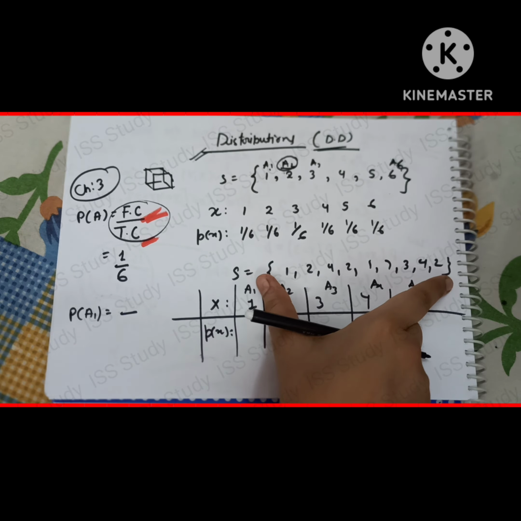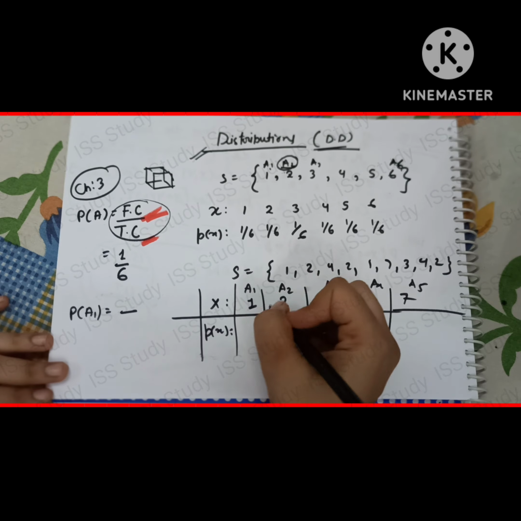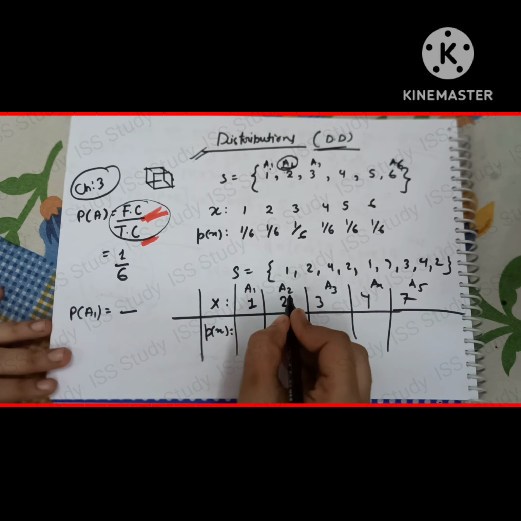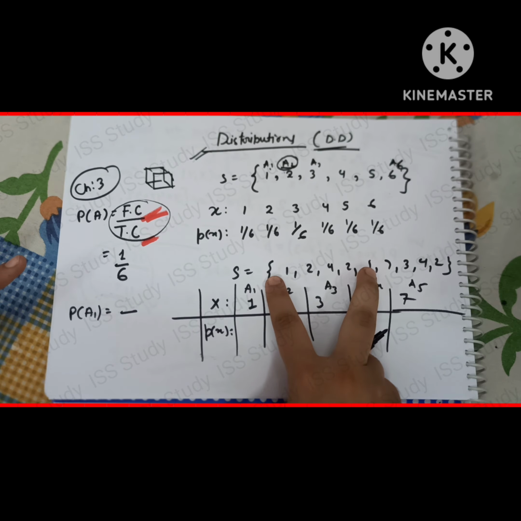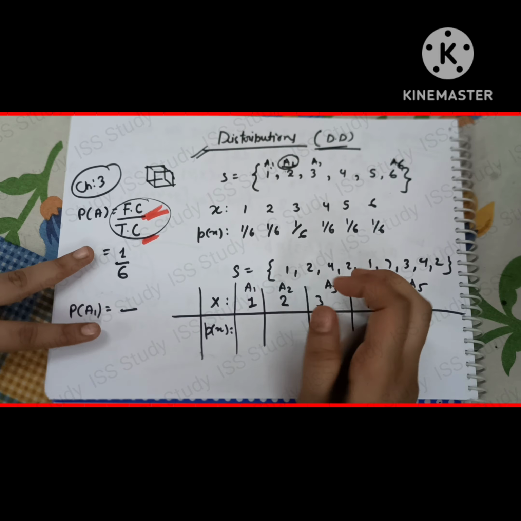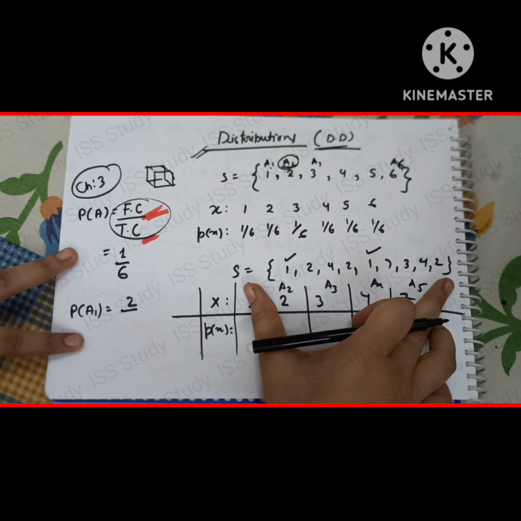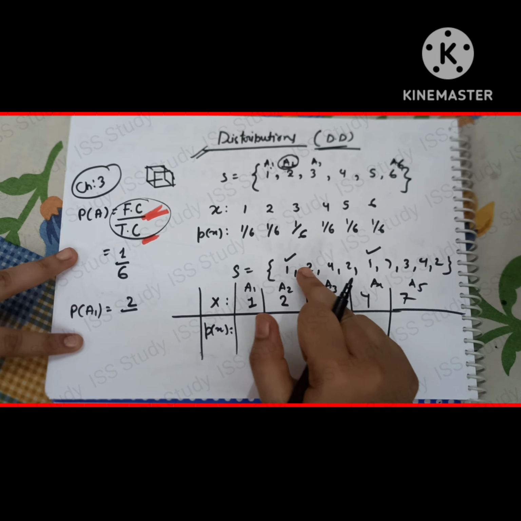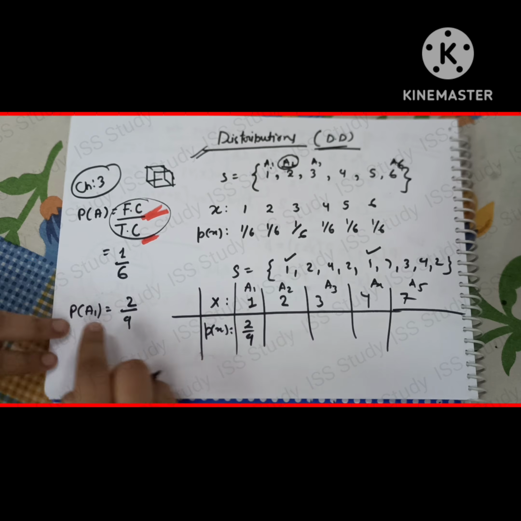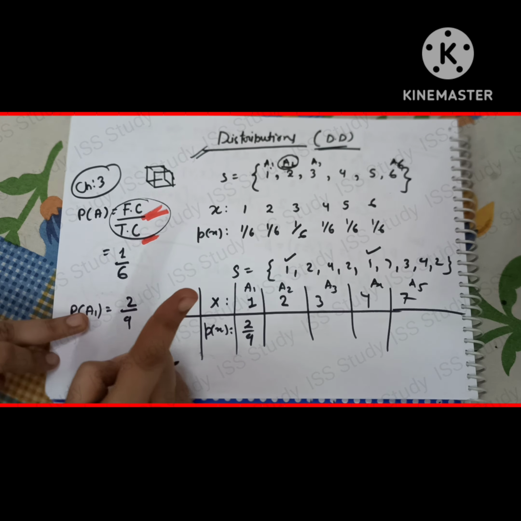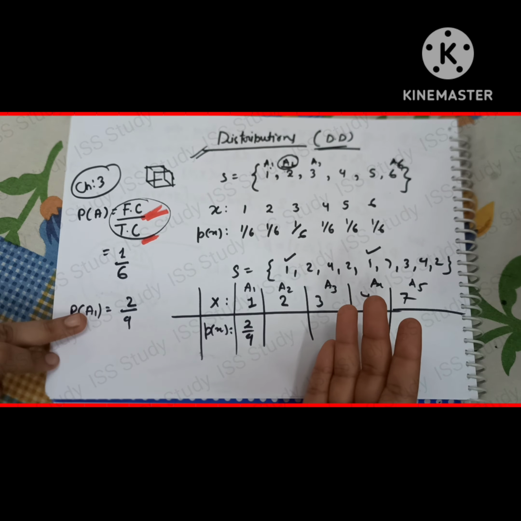But right now this is another case where 1 appears 2 times. Since A1 represents the happening of 1, and 1 occurs here 2 times, we have 2 favorable cases. Counting it, this is 1 count and this is the second count. And how many total cases do we have here? 1, 2, 3, 4, 5, 6, 7, 8, 9. So that means 2 by 9 is the probability of happening of event A1, where A1 represents the number 1. This is how you have to attach probabilities to them.